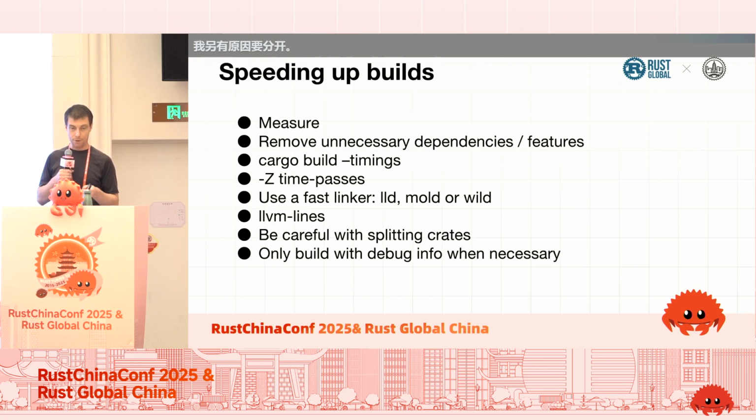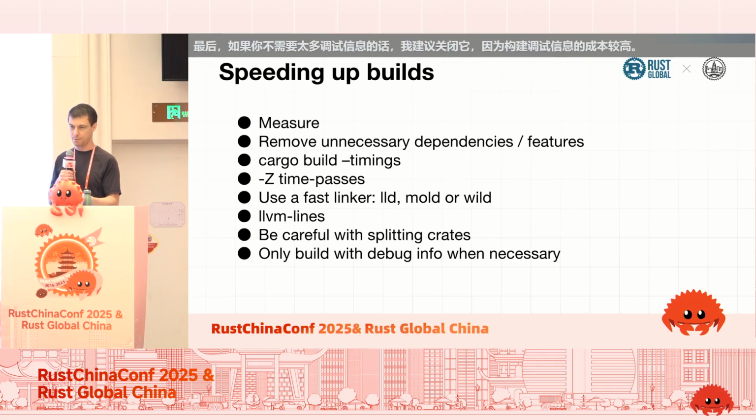Lastly, if you don't use a debugger, if you don't need debug info much, then I would suggest turning it off because it is quite expensive to build with debug info. So I usually have a separate profile that I use with debug info only when I need it. And my default builds don't have debug info.